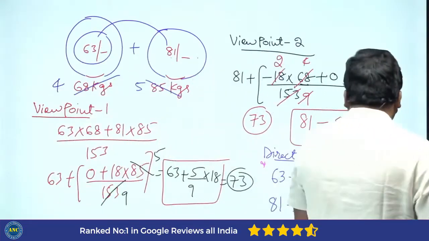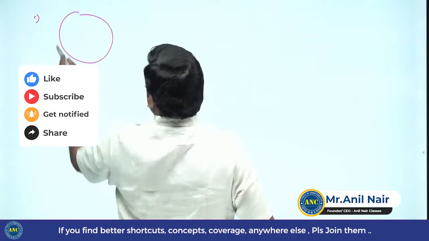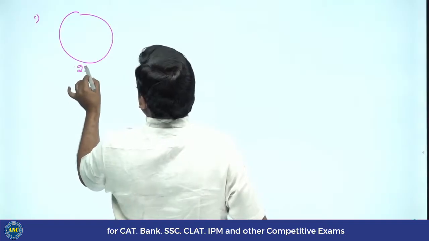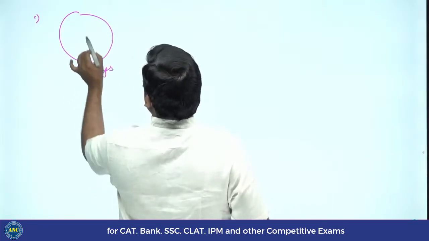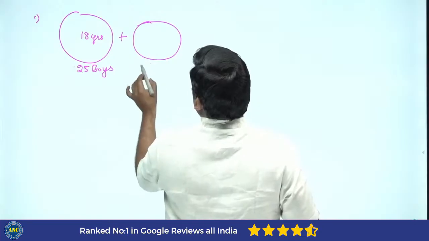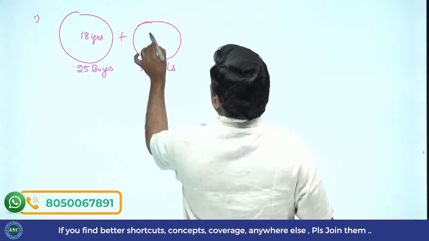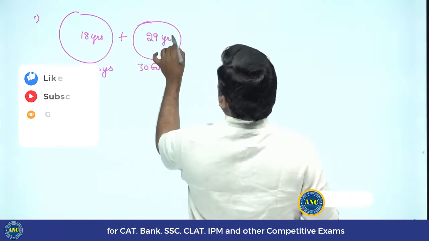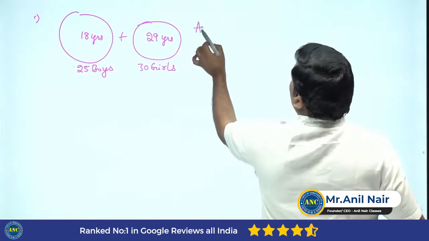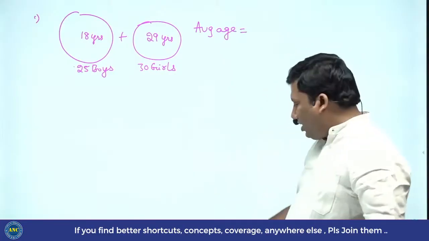Next class, next slide, all the problems will be clear to you. There is a class. There are 25 boys whose age is 18 years, and 30 girls whose age is 29 years. What is the average age? In 5 seconds you will get the answer.